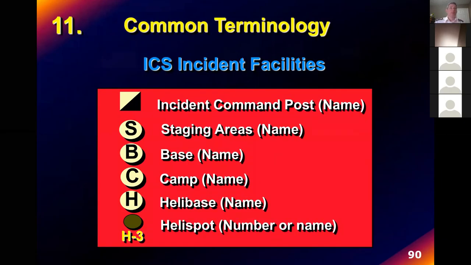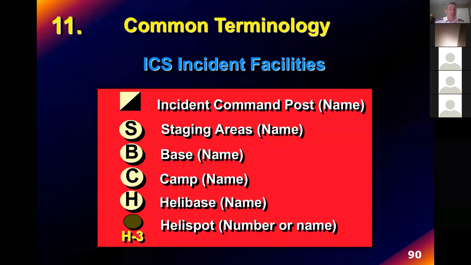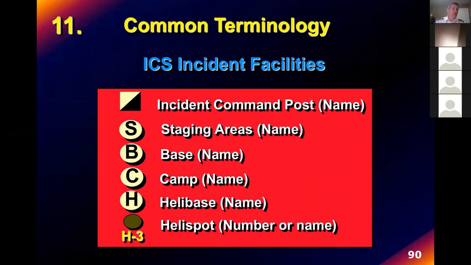Another area where common terminology is important is in the ICS incident facilities. On maps, you'll see there's a very specific way that things need to be put on maps. Here are some of the things you may find on a map, and this is what they mean. It doesn't matter who's looking at it, you should understand that if you see an S with a circle around it, that's the staging area, and it'll have a name beside it.